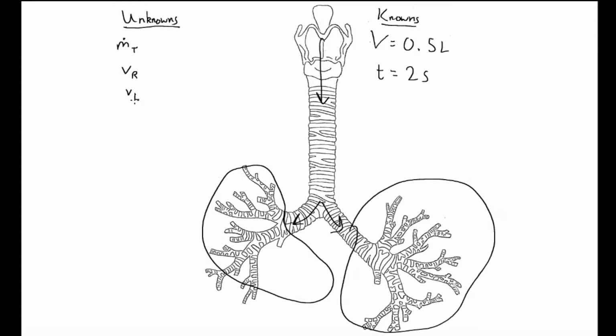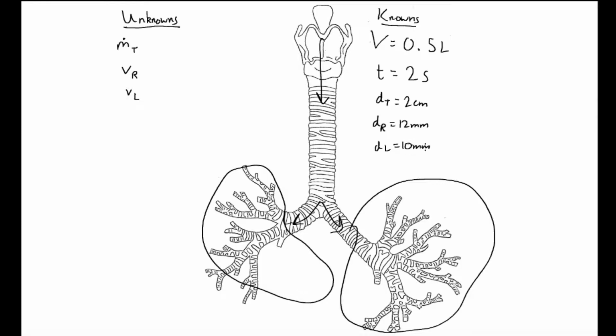The trachea has a diameter of approximately 2 centimeters. Trachea, diameter, 2 centimeters. We're also given that the right main bronchus is slightly larger than the left, with diameters of approximately 12 millimeters and 10 millimeters respectively. So our diameter of right was 12 millimeters, and our diameter of the left was 10 millimeters.